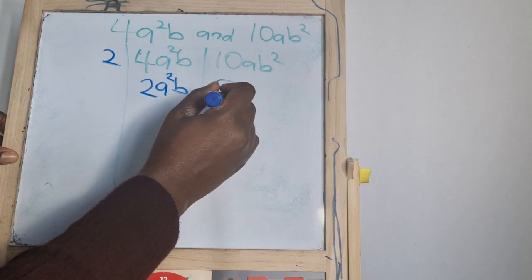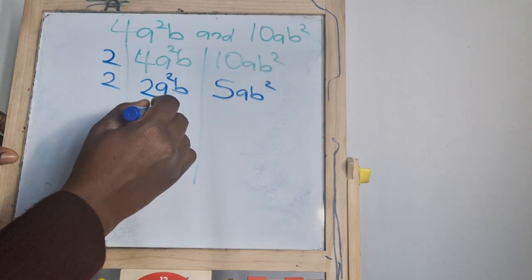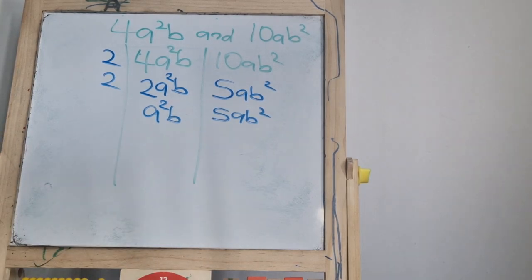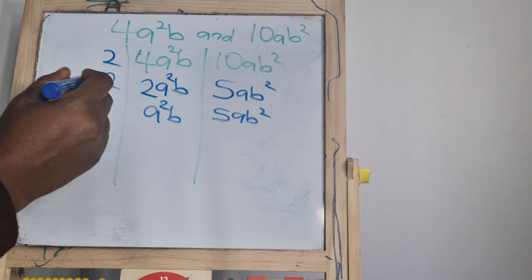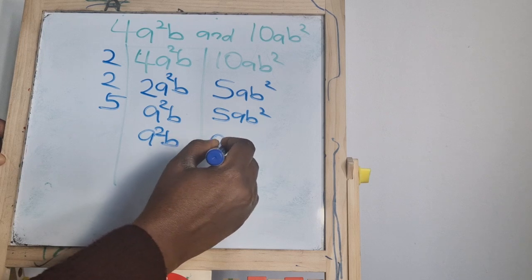2 will go in 10 5 times, so we have b squared. We use 2 again. Then we have a squared b, and then we have 5ab squared. Now we are not done with the numbers. We use 5 again. So we have a squared b, and then we have ab squared.